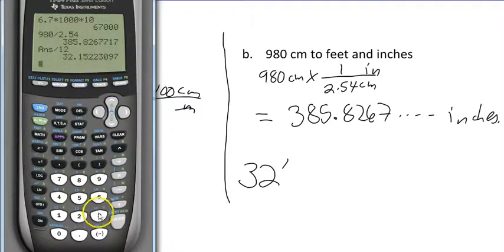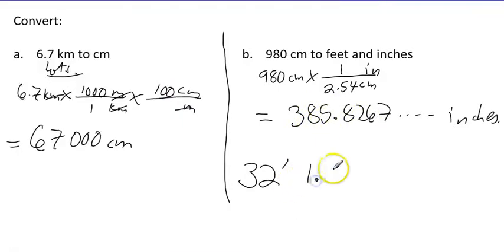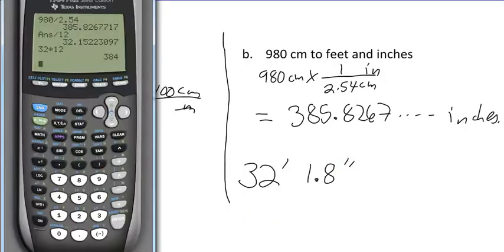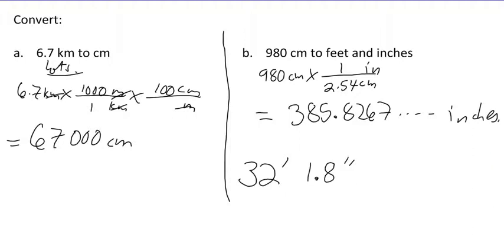Here's what I do now. I say, okay, what's 32 times 12? So that's 384, right? That takes care of 384 of these, and we have 385, so we've got 1.8 inches left. And very rarely do you see decimal inches, but here you do. Because very rarely are there rulers with decimal inches. You look at rulers, it's like 16ths, and go imperial.